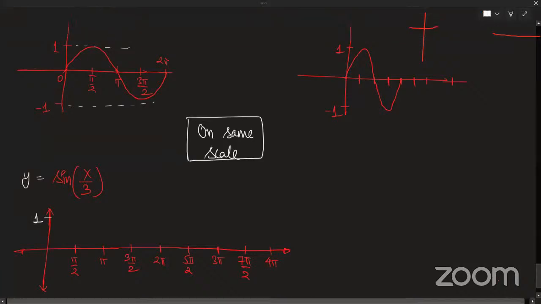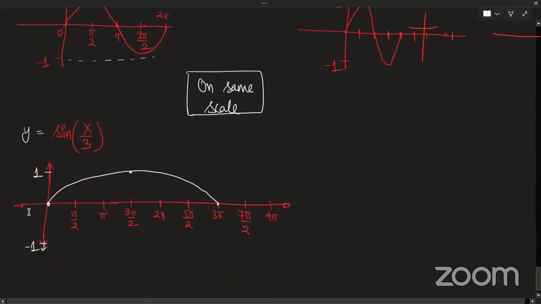So this is my 1 and this is my -1. This is my curve, and at 3 pi by 2 it will go like this, something like this. So this top part has grown 3 times.